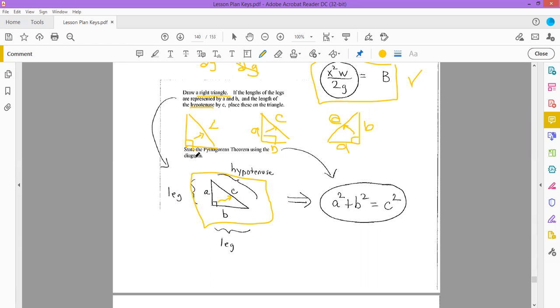Now from that, you're asked to write and state the Pythagorean theorem. This is the Pythagorean theorem. A squared plus B squared equals C squared. And remember, the A and B stands for the legs. So this is leg squared plus leg squared equals hypotenuse squared.